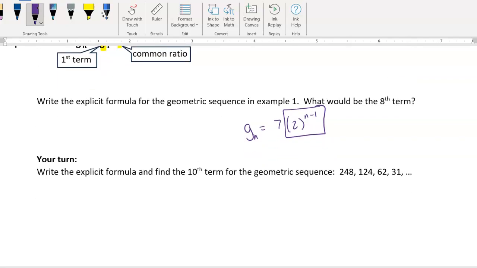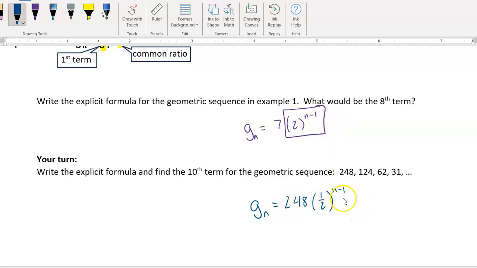All right, why don't you guys do the same thing now for that sequence that we talked about earlier, the 248, 124, 62, and 31, the one that we just did a recursive formula for. I want you guys to write an explicit formula for that sequence. So pause the video and hit play when you're ready to check your answer. All right, so hopefully you got this. So the first term is 248. Common ratio is 1/2, and then our exponent again would be n minus 1, and we would leave it just like that.